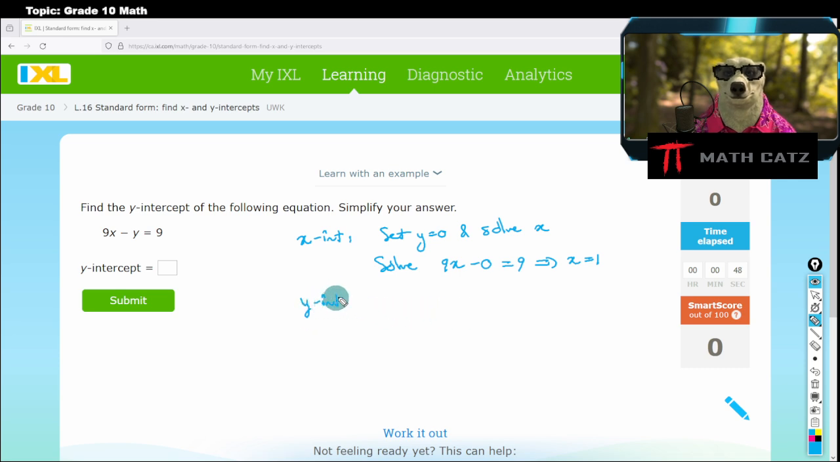For the y-intercept, we're going to set x to 0 and solve for y. So when we do that, we have to solve the equation 9 times 0. Now, you can simplify that right away, but I'm emphasizing that I'm plugging in 0 for x. That whole term goes away, and I see that y is negative 9. So let's just warm up there and put that in. They're only asking for the y-intercept, so we'll put in a negative 9.